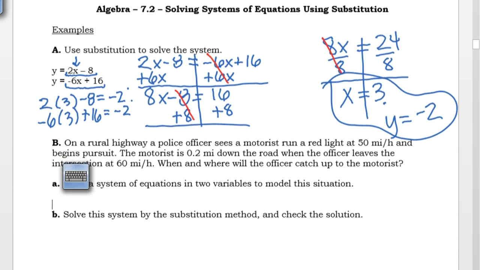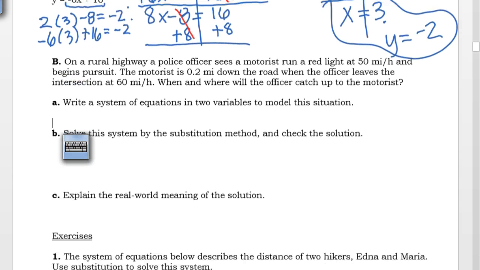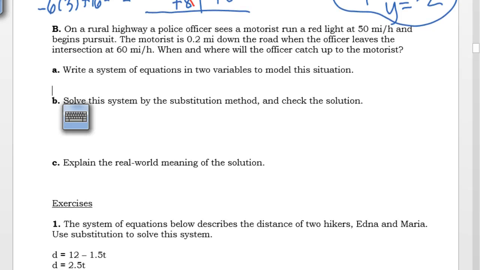My next example says, on a rural highway, a police officer sees a motorist run a red light at 50 miles per hour and begins pursuit. The motorist is 0.2 miles down the road when the officer leaves the intersection at 60 miles per hour. When and where will the officer catch up with the motorist? So I need to write my two equations to represent the situation.